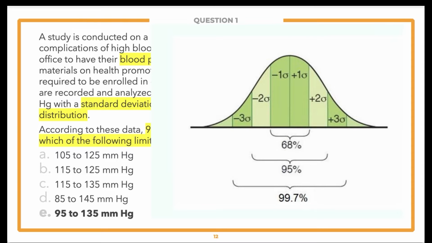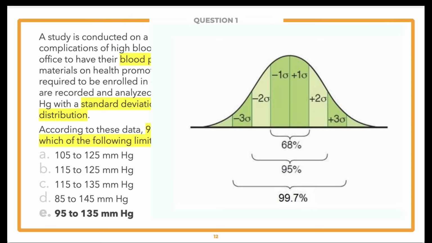The very top of that hill is where my mean is going to sit. And in this situation, what did they say the mean was? They said the mean was 115. So that's going to be the middle. You want to think about it as plus and minus, and the standard deviation is 10. So if I say within one standard deviation, it would be plus 10 and minus 10 of that. For example, option A, a lot of you guys picked A. That is one standard deviation.